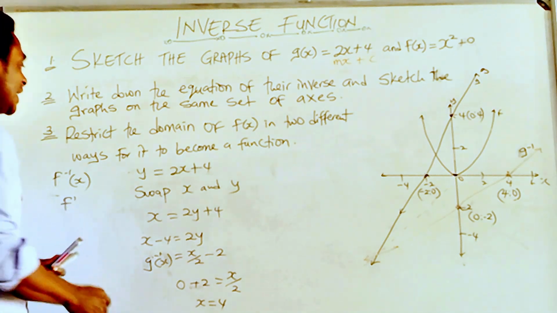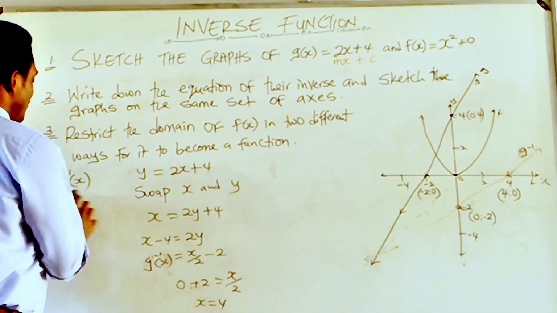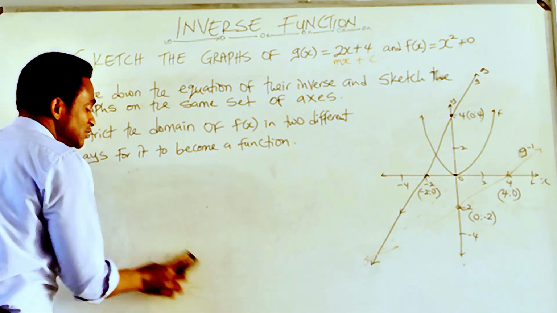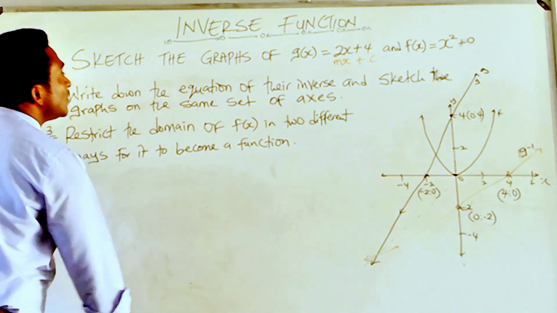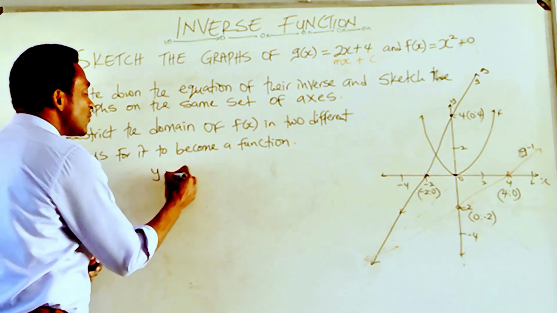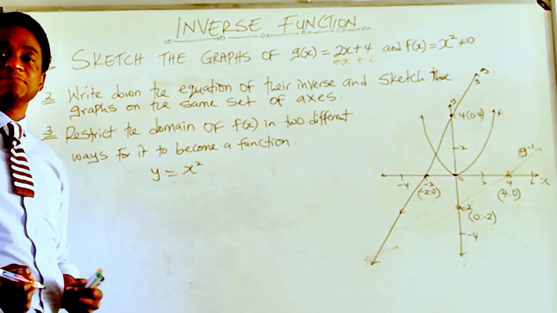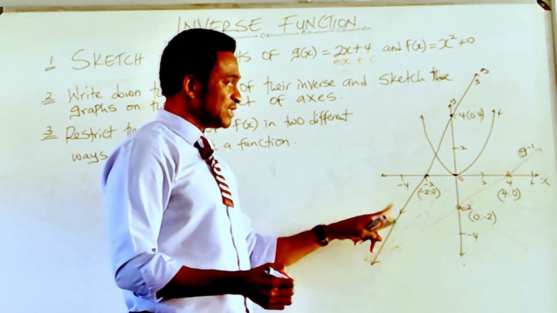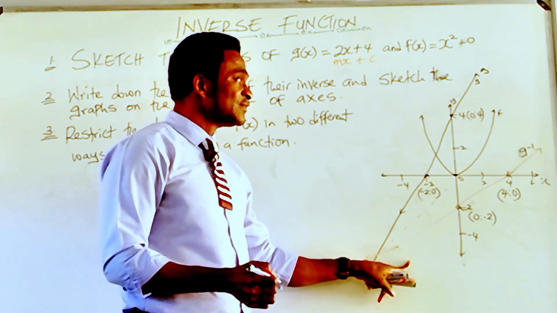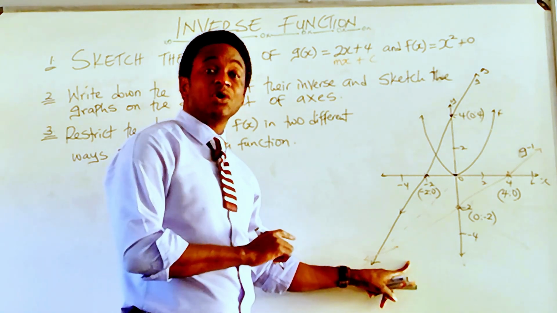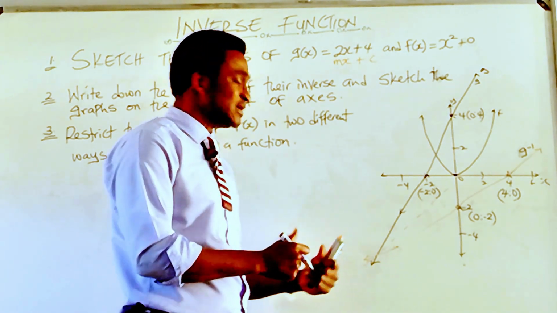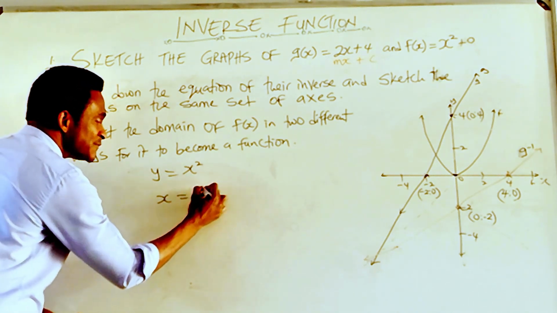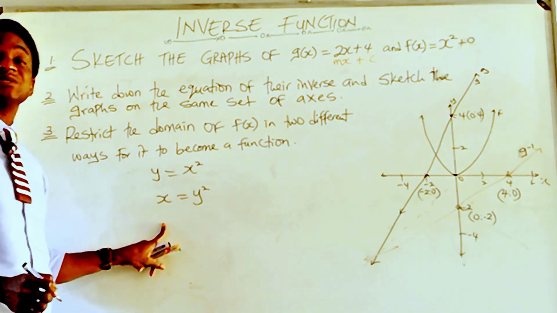Now let's look at sketching the inverse of f. What do we do? y equals x squared. If you check here, the inverse of g is also a one-to-one relationship, which is also a function, so we have no problem with that. Now let's go with this same approach, swap x and y. We have y squared equals x.